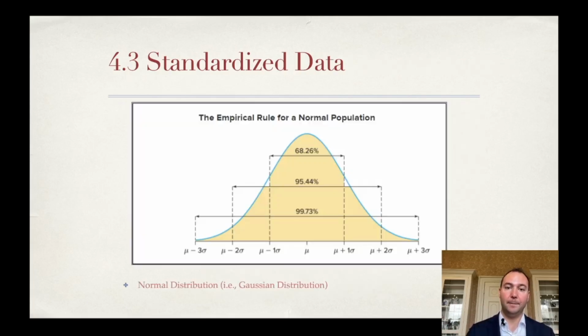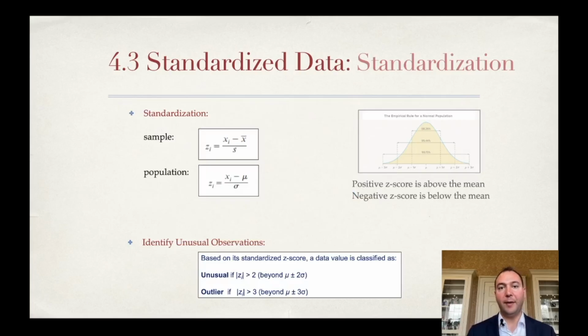How do we know that? Because of the empirical rule for a normal population, we can estimate exactly what is the probability of a specific observation value occurring. We'll come back to that later in the course, but this is a very fundamental concept in statistics and allows us to make a lot of inferences about a lot of different types of data.